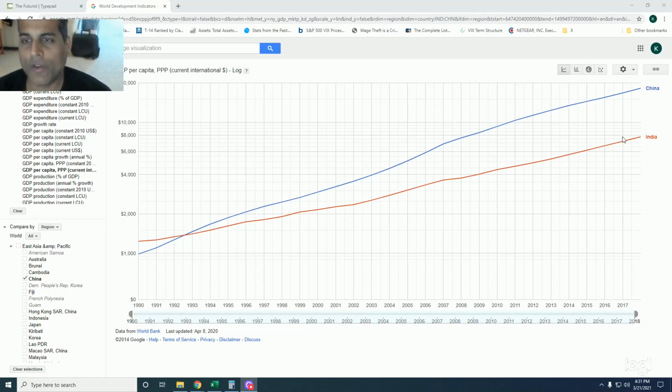Now, speaking of similar stage of development, note where India is as of 2018. Unfortunately, the Google charts are not updated beyond 2018 yet. And you can see that it's kind of at the same level that China was at in 2008. So India is kind of equal to what China was in 2008.